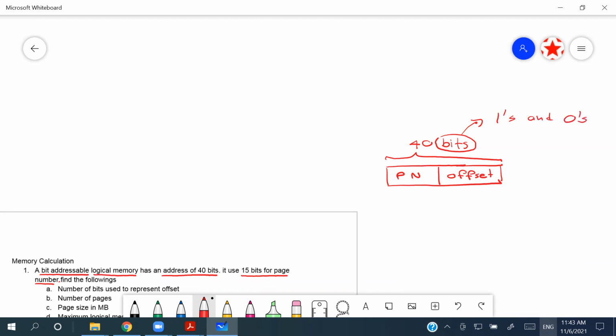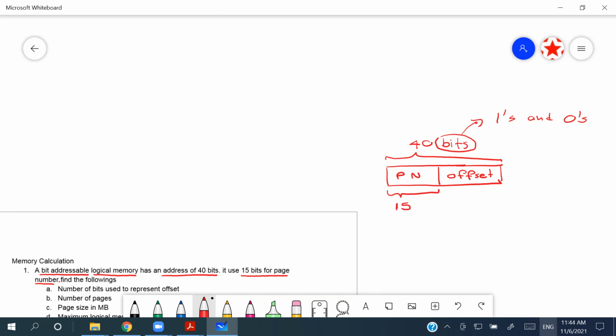and zeros, right? The 40 bits here is not the capacity we talk about in bits and bytes. 40 bits means how many ones and zeros there are in here. It is not indicating any capacity. When it comes to the page size and the memory capacities, then it is talking about a capacity. Okay, so the page number, they say it is having 15 bits.